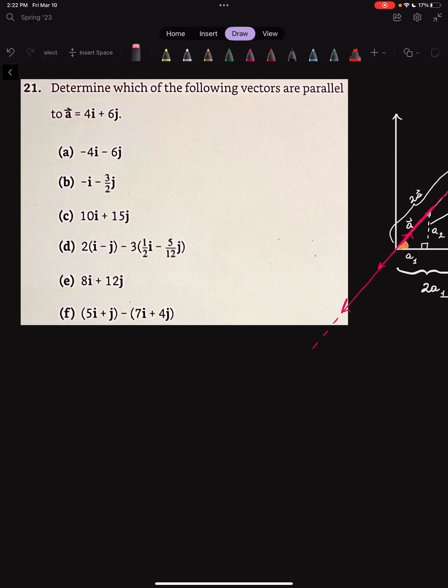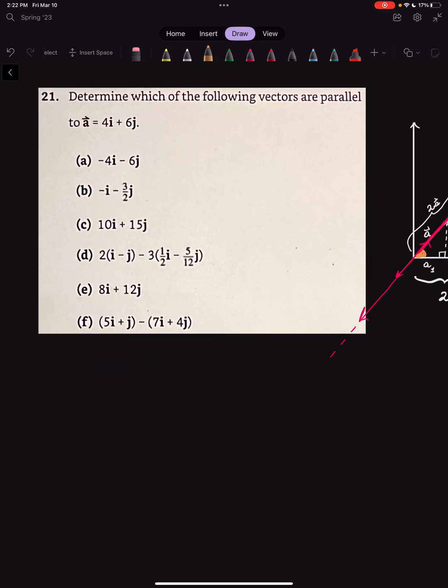Okay, I'm assuming you did that. And now, let's see. Is negative 4i and negative 6j hat parallel? Well, is there a way to go from A to this with a single scalar? I think there is. Negative 1. If I multiply 4 times negative 1, I get negative 4. And if I multiply 6 by negative 1, I get negative 6. And so we're confident that it's similar and that the vectors are parallel.